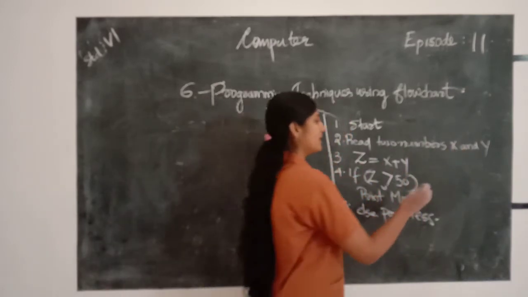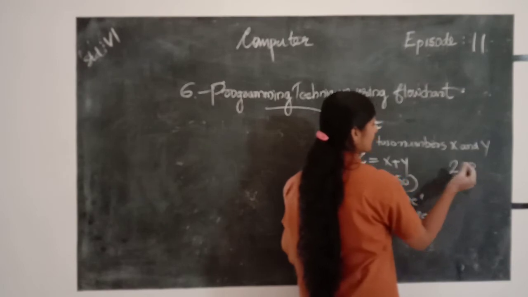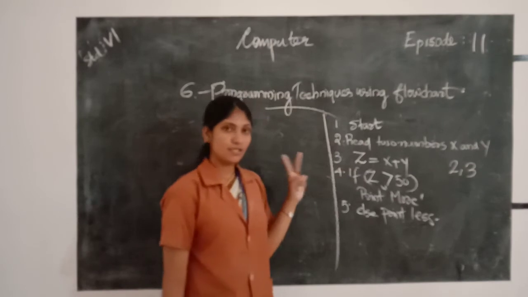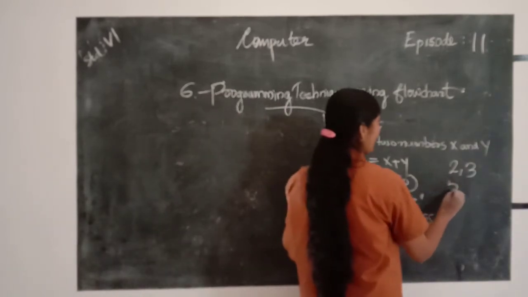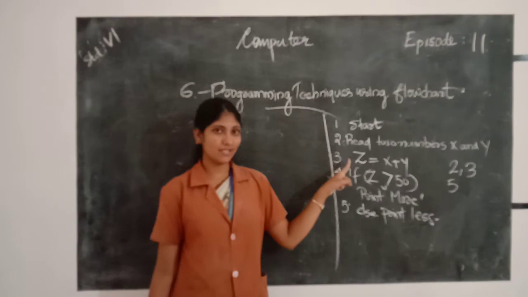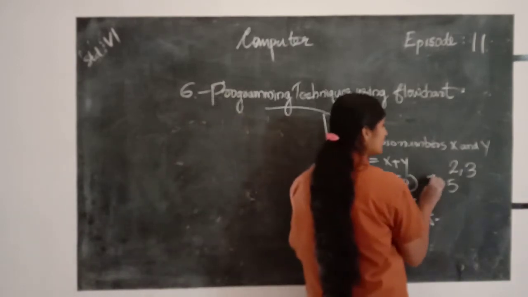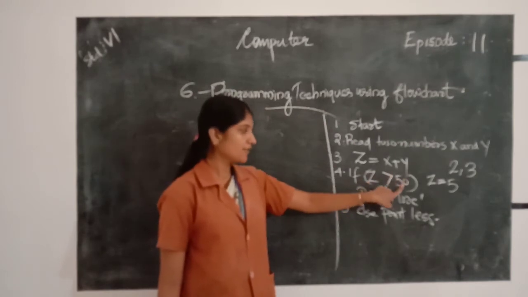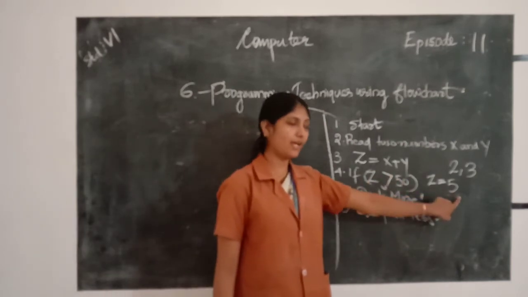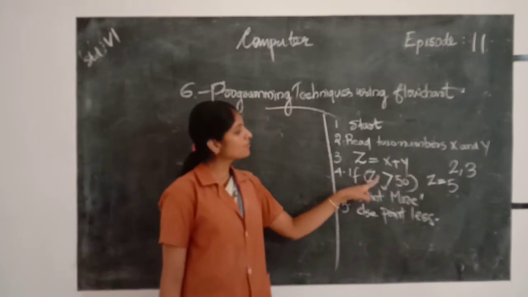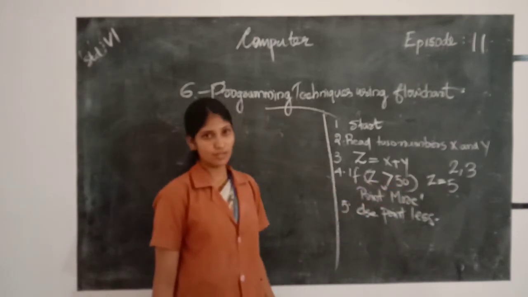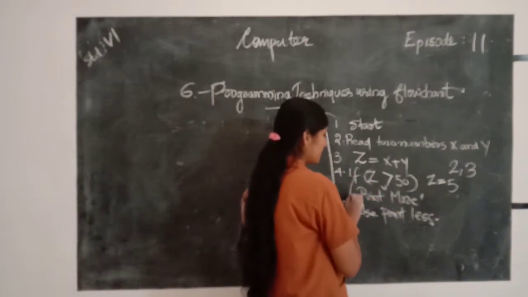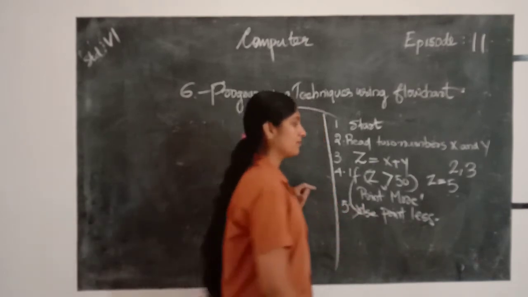Then for example let's take 2 and 3. Then x plus y, add 2 plus 3, 5, and which is stored in a variable z. So z is equal to 5. Then if z greater than 50, here z is equal to 5. So can you tell me 5 greater than 50 or not? No, 5 is less than 50. So the condition goes to the else statement and prints less.